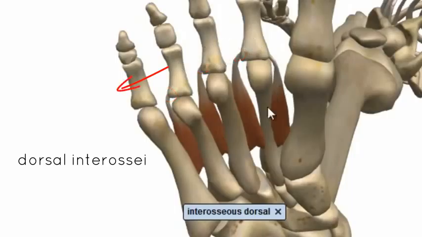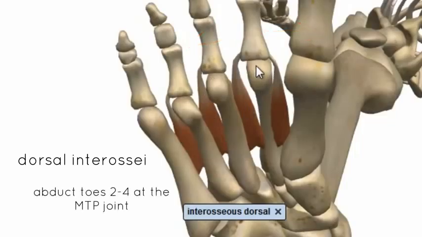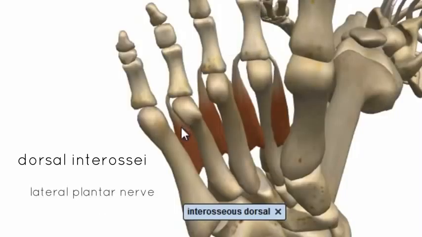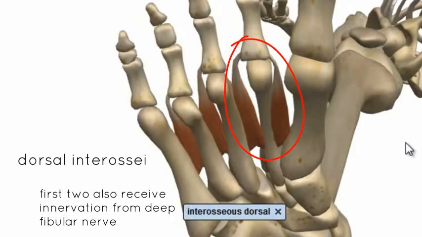And then you've got this fourth one. You don't have 4 plantar interossei muscles. This first dorsal interosseous muscle inserts medially, so the second toe can be abducted either side. The dorsal interosseous muscles abduct digits 2 to 4, and they're innervated by the lateral plantar nerve. But the first 2 dorsal interosseous muscles also receive innervation from the deep fibular nerve.